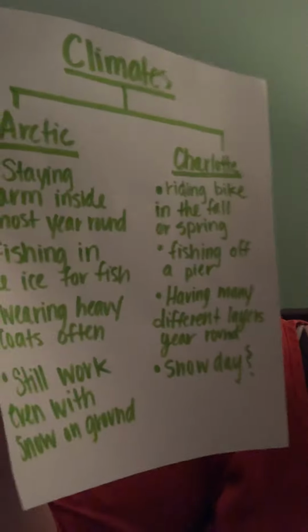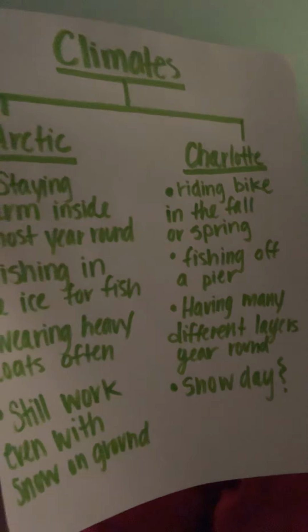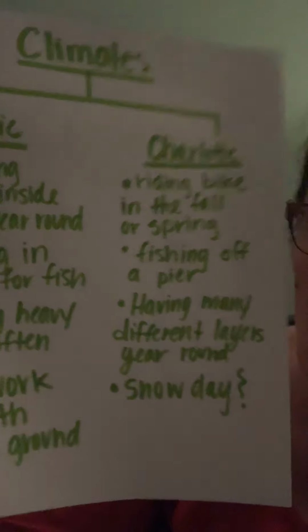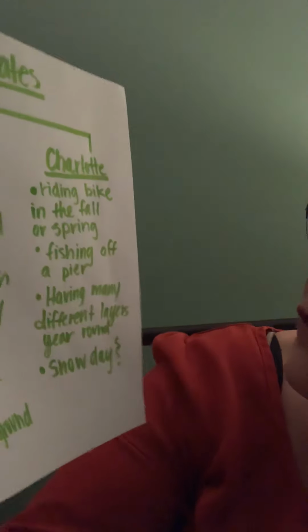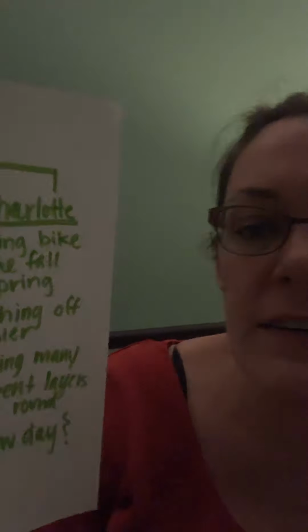In the Arctic, I could wear heavy coats often because it's always cold there. In Charlotte, I have many different layers that I wear all the time. Right now, I'm just wearing a shirt and some pants. Maybe a couple months before, I was wearing a jacket, though, because it was a lot colder. So, looking for the differences between our climate in Charlotte and another climate of your choosing.